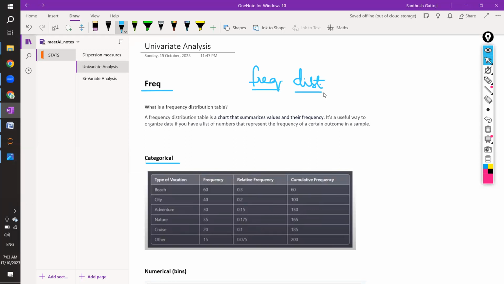So frequency distribution is very simple. It is just a chart that summarizes values and their frequency. It's a very useful way to organize data if you have a list of numbers that represent the frequency of certain outcomes in the sample. Okay, it's just simple. Here fundamentally, always remember this, Meghna, in frequency distribution.